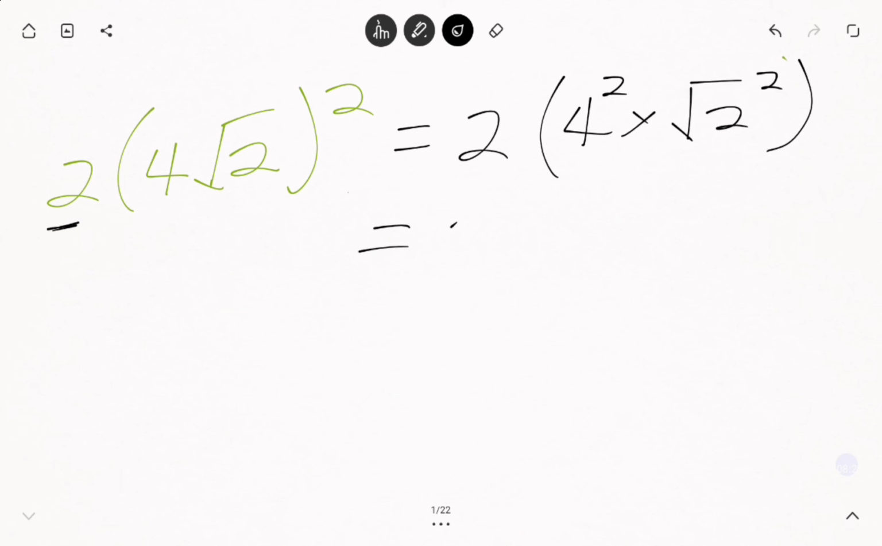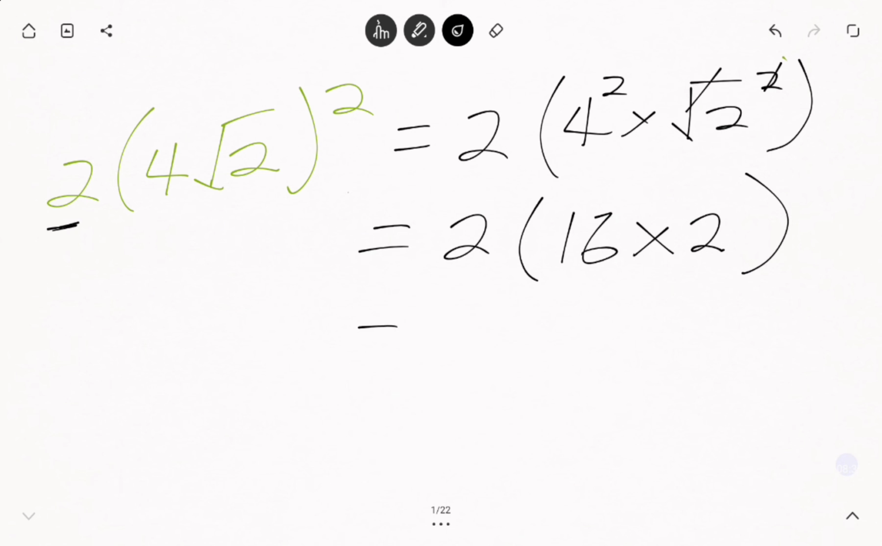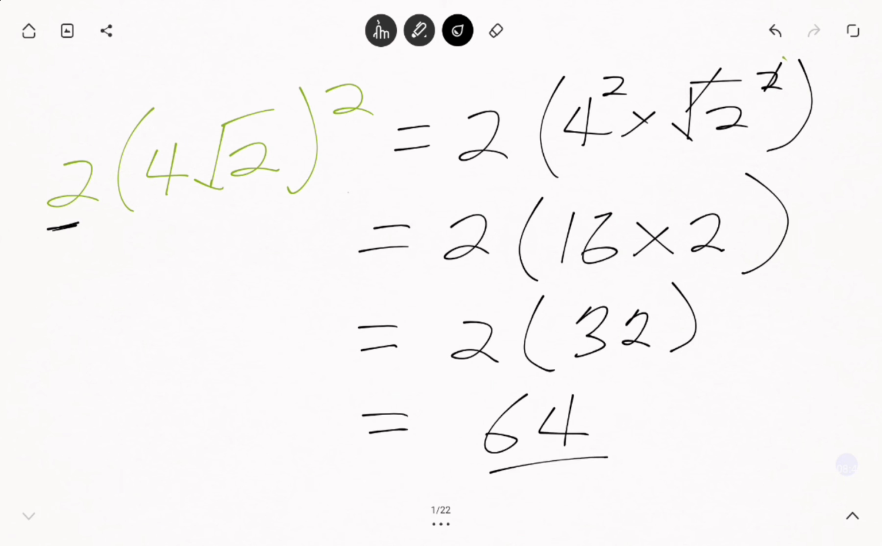From here you still maintain your 2. You know 4 squared is 4 times 4, and 4 times 4 is 16, multiplied by root 2 squared, which is equal to 2. So from here you have 2 into bracket 16 times 2, that will give you 32, and then 32 multiplied by 2 will give you 64. So 64 becomes your final answer in case you are to solve the example 2 outside bracket into bracket 4 root 2 squared.